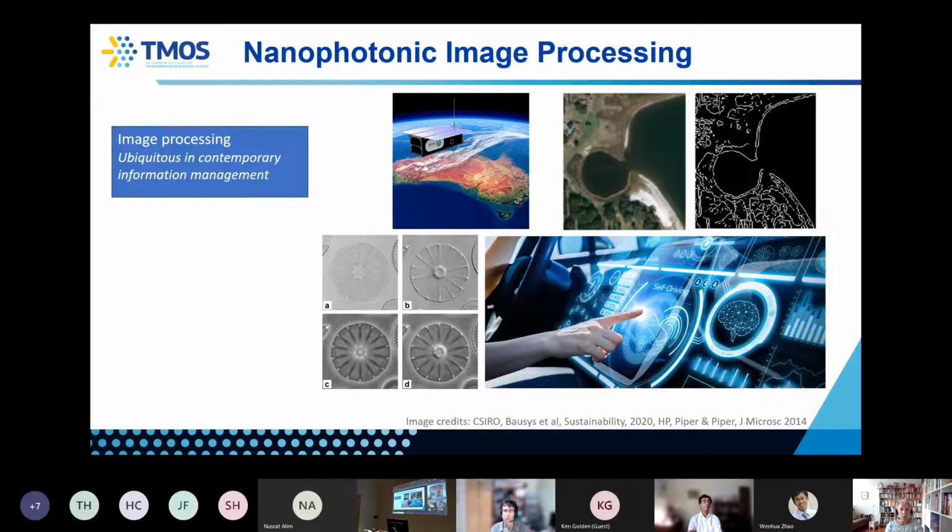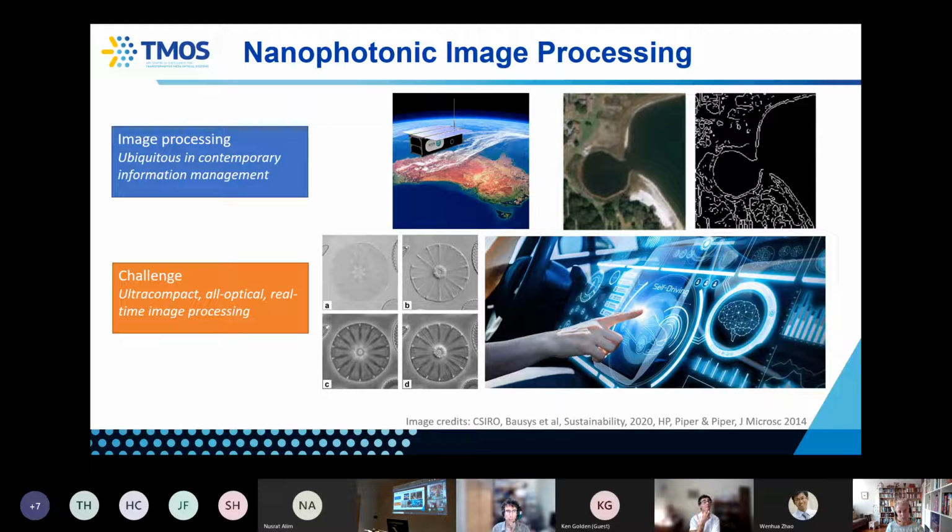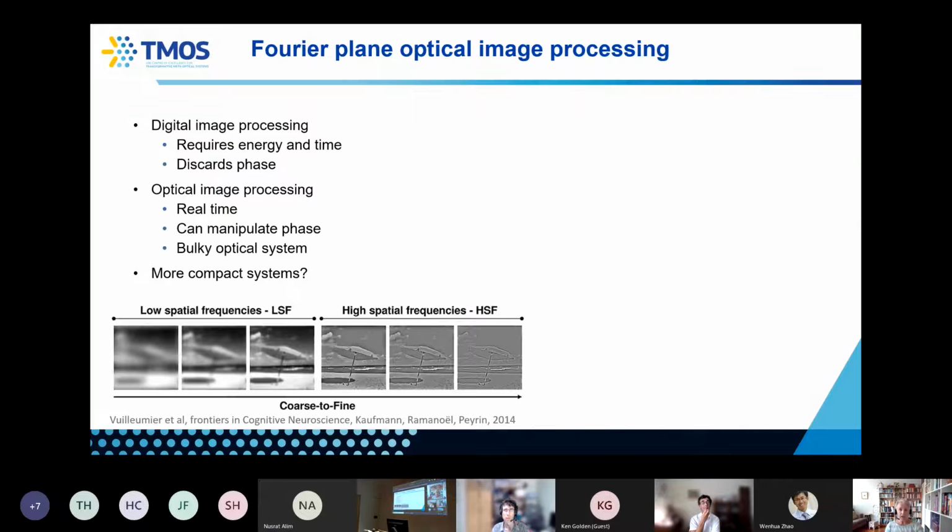Now, there are well-known all-optical approaches for imaging transparent samples, such as the diatom shown here, as well as other live cells. But these methods tend to be fairly bulky. Some of the components are expensive. And this is in contrast to the current drive to miniaturize various devices and systems. So there remains an opportunity to develop new ultra-compact all-optical approaches to image processing that could also perform operations in real time.